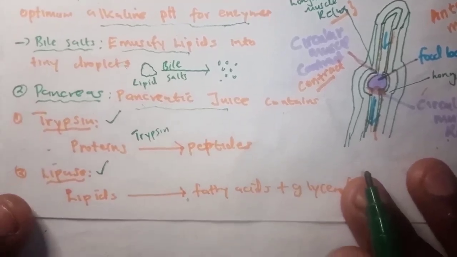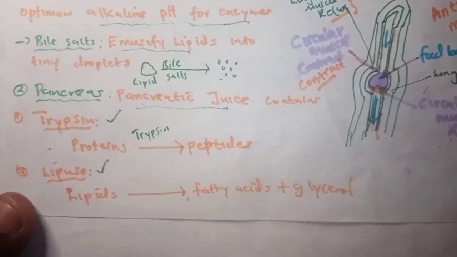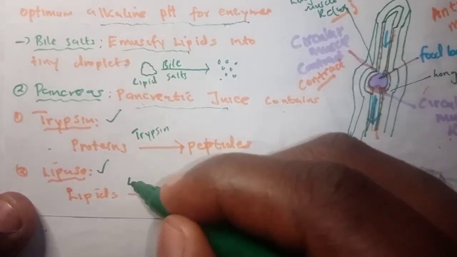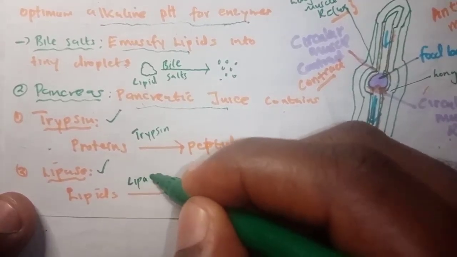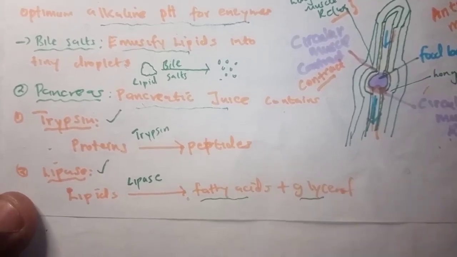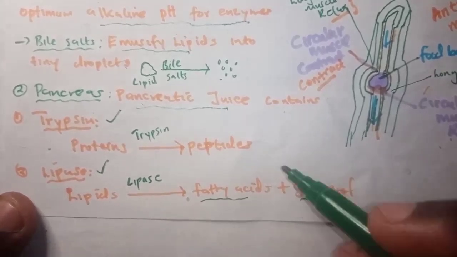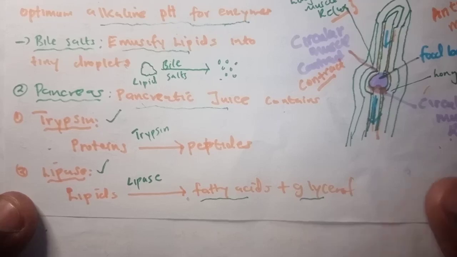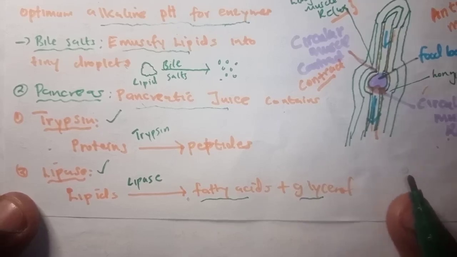Then lipase digests lipids into fatty acids and glycerol. So just to make it simple, this is basically what is happening for digestion in the duodenum.